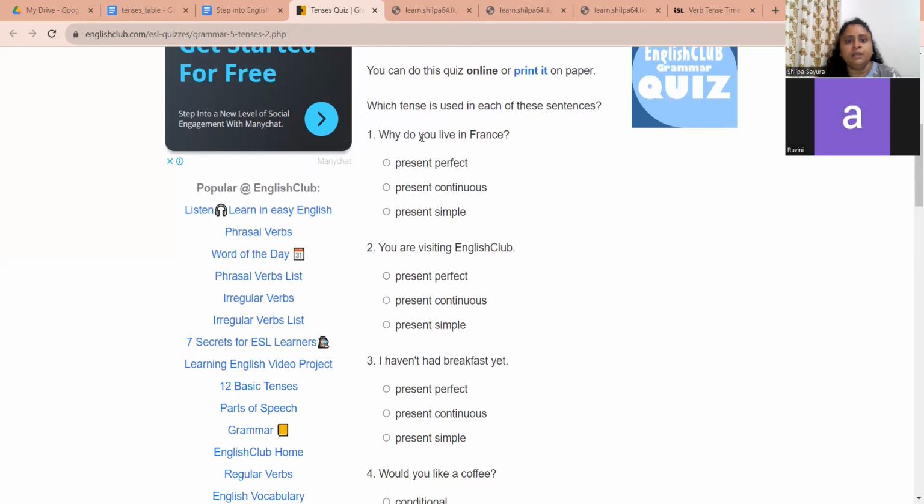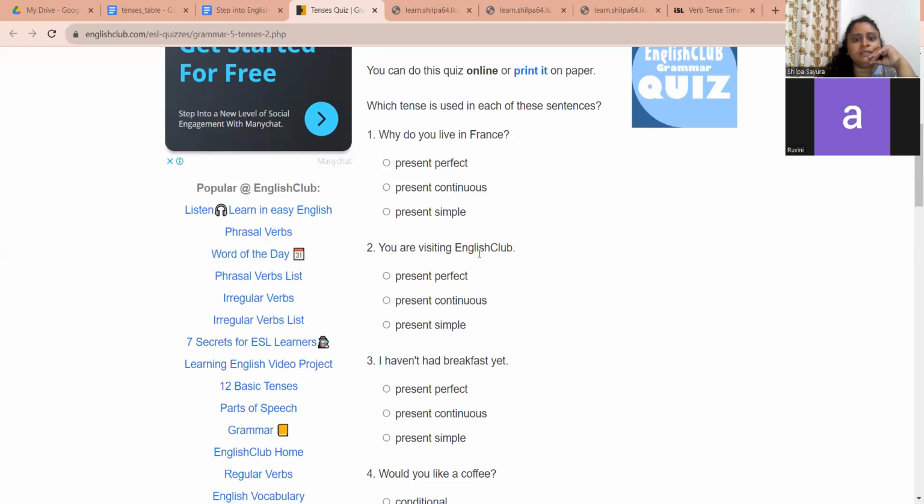Why do you live in France? Which tense? To which tense does it belong? May I know the answer, please? Is it present perfect, present continuous or simple present tense? Yes, we'll see the answer. Present simple, excellent.